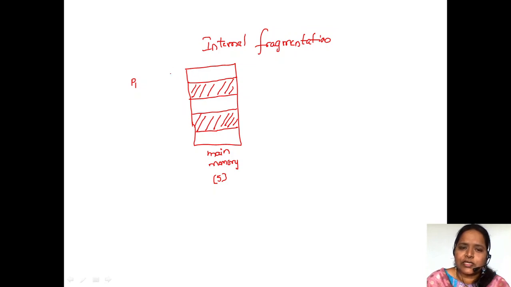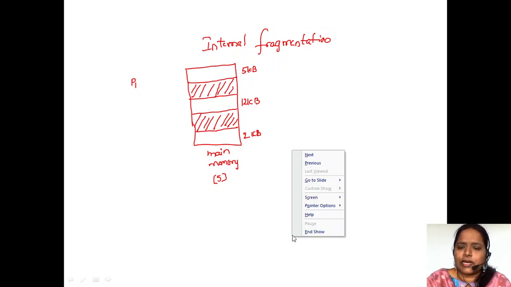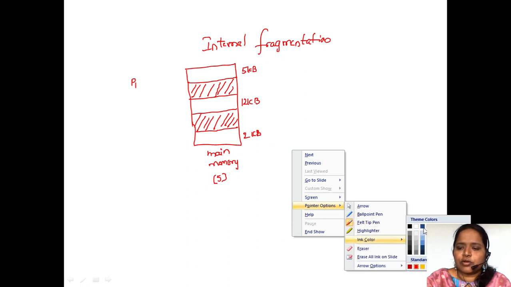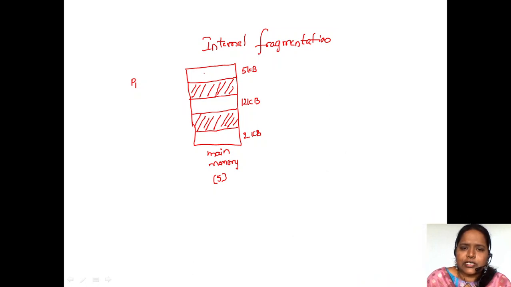Suppose this partition size is 5 KB, this partition size is 12 KB, and this partition size is 2 KB. This line indicates it is already filled by a user process. These are the empty slots. So 5 KB, 12 KB and 2 KB are the empty slots. So this is one empty slot, this is one empty slot, and this is another empty slot.